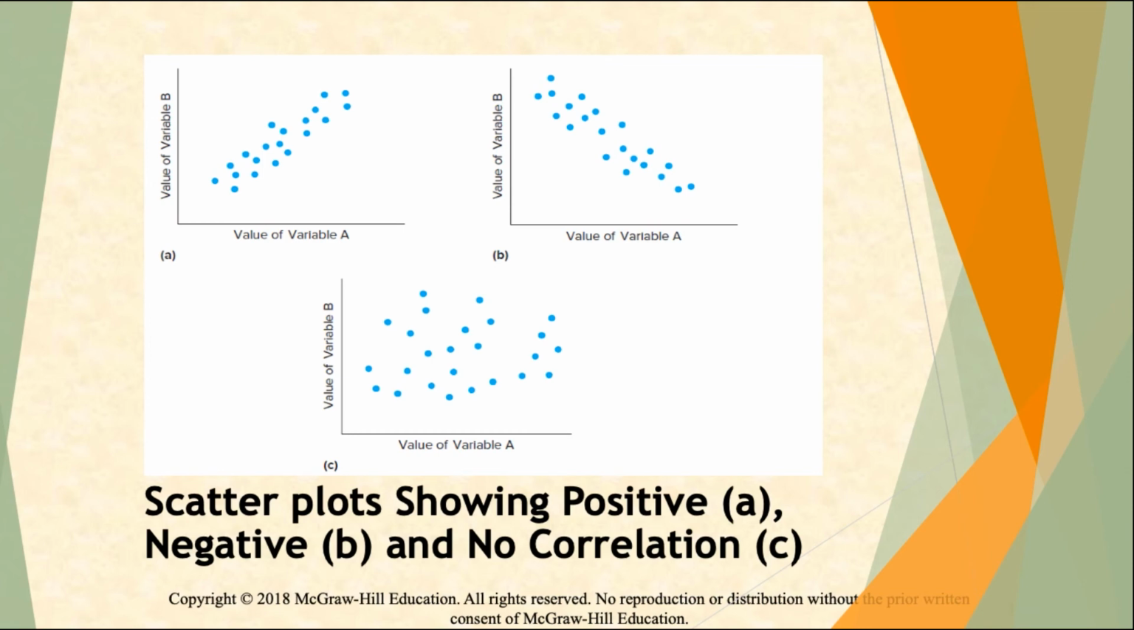So here we have an example of the scatter plot. This figure illustrates scatter plots of data showing a positive, negative, and no correlation. Here in A it is a positive relationship, in B it is a negative relationship, but here in C there is no relationship.